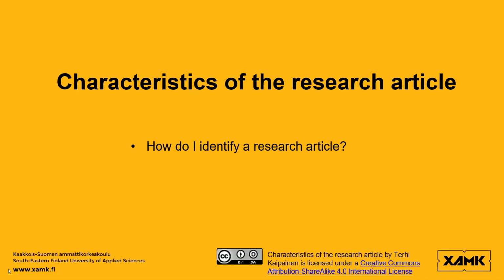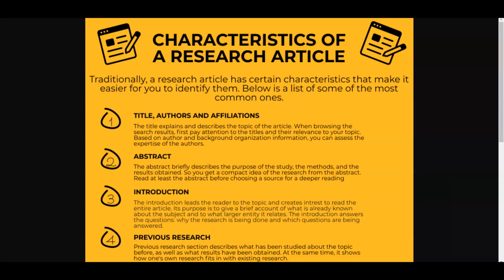This video walks you through a few features of the research article that are good to identify. Traditionally, research articles have certain same features that are worth observing. Although we are now talking about the research articles, you can find the same characteristics in other research sources. The article usually begins with a title that explains and describes the topic of the article.